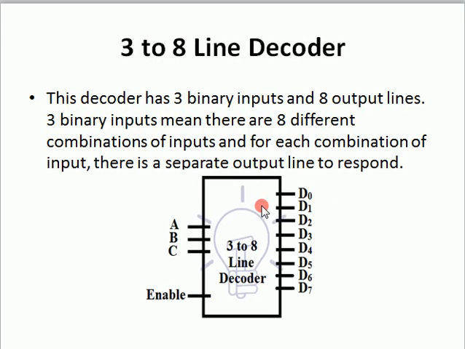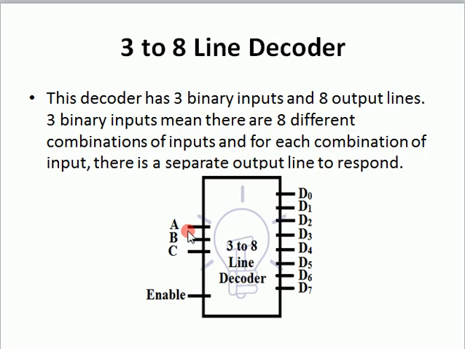Now we will discuss the 3 to 8 line decoder. This decoder has 3 inputs. You may see this A, B and C. So 2 raised to the power n, it means 2 raised to the power 3, that is equal to 8. So the 8 output lines will be here.